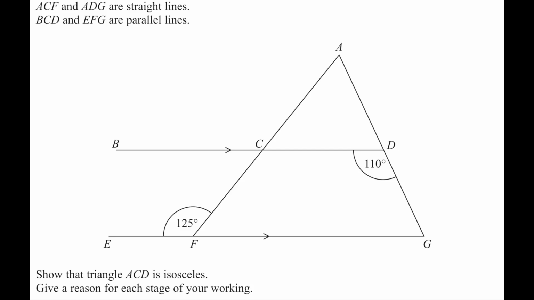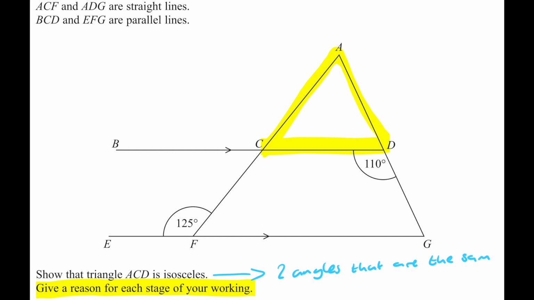With this question here, you've just got to make sure you give good reasons for each of your steps. So we want to show that ACD, which is this here, is an isosceles triangle. And with isosceles triangles, they have two angles that are the same. Okay. So in the question, we're told that these two lines, BCD and EFG, are parallel, and on the diagram that's indicated by these little arrows.